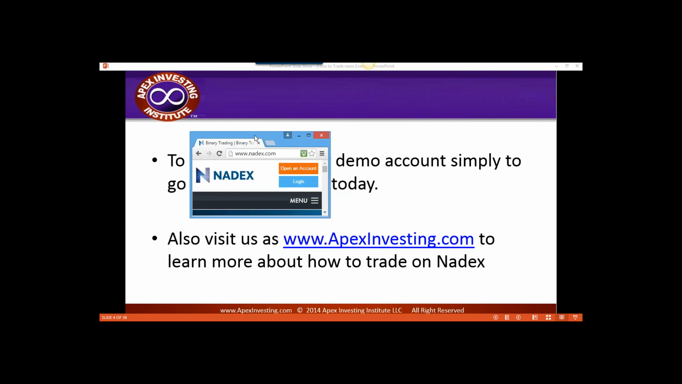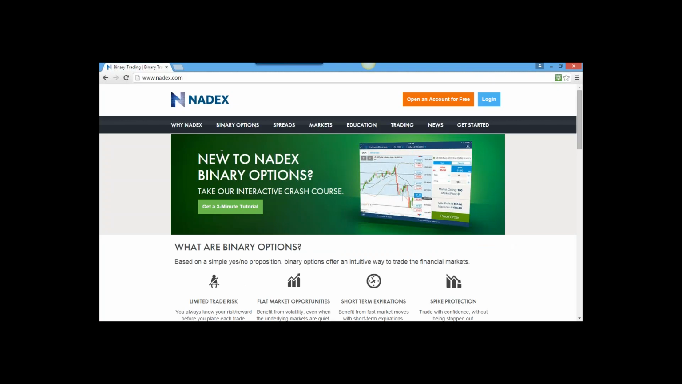So, speaking of Nadex, hop on over to nadex.com. You can go through and get some information about Nadex. They basically offer 2 different products. We're going to talk about both of them tonight. They offer binary options, and they also offer what they call spreads. You can go through either one of these tabs here to get some basic information about that.